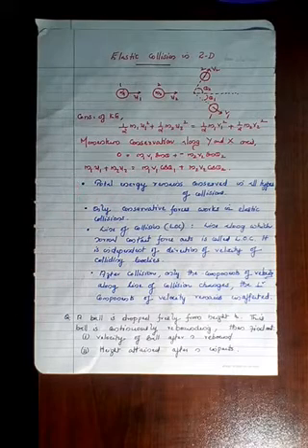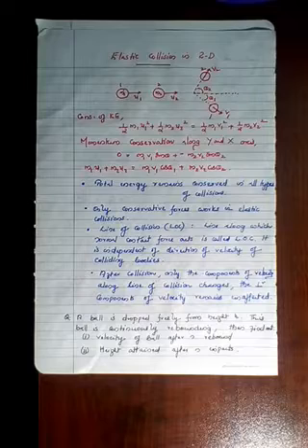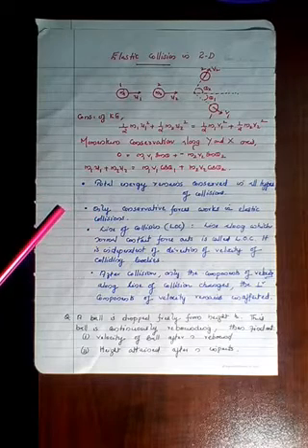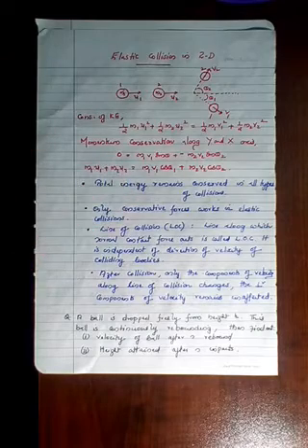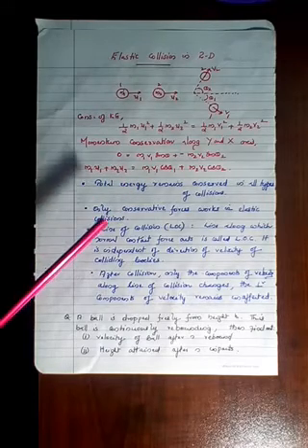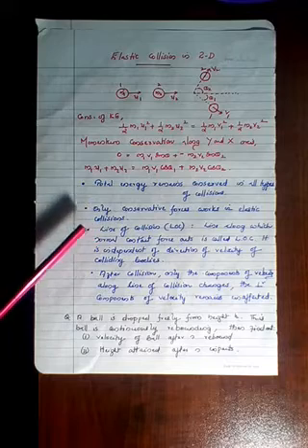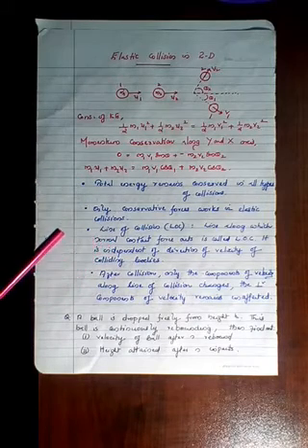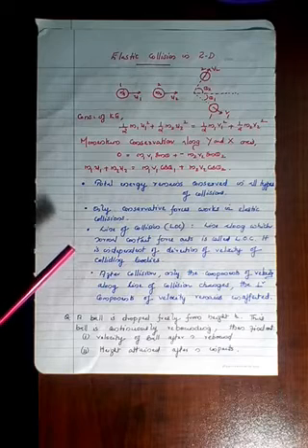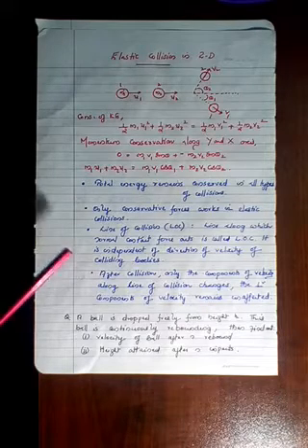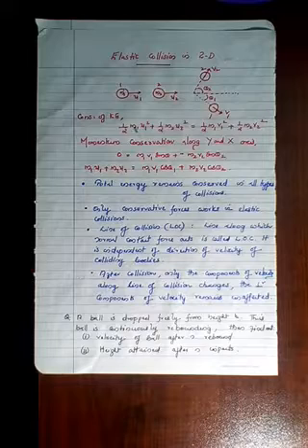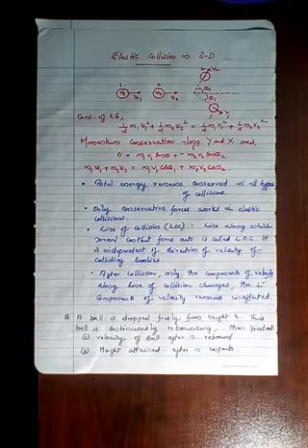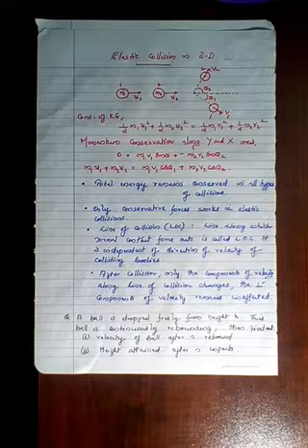These three or four factors are a very important concept. Total energy remains conserved in all types of collision. Only conservative forces work in an elastic collision. See another concept, the line of collision. The line along which the normal contact force acts is called the line of collision. It is independent of the direction of velocity of the colliding bodies.